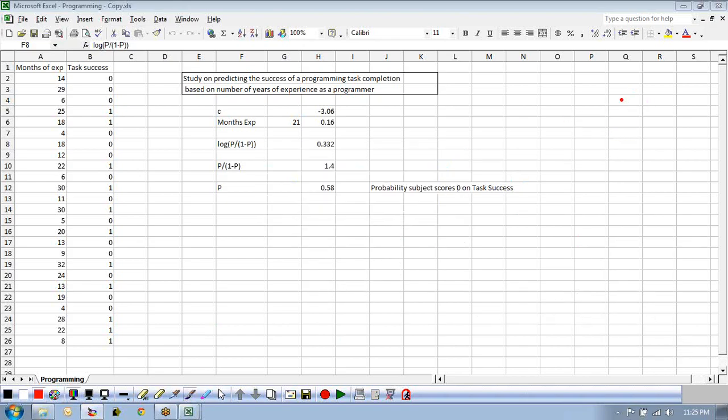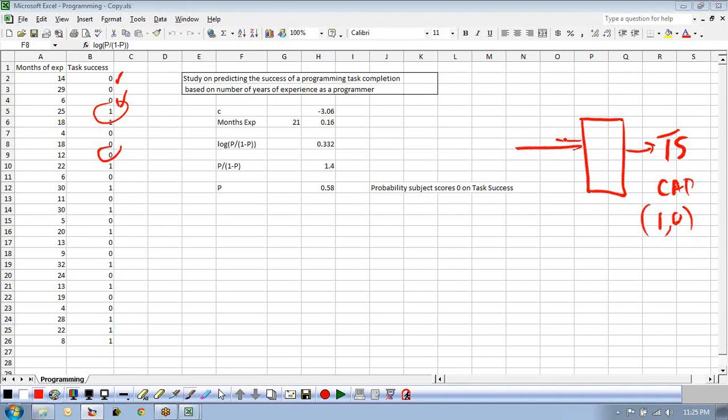Okay, let's take a look at that. On slide 142, my outcome is a success on a programming task. It turns out that that's either a 1 or a 0. You see that? There's the 1 and there's the 0. So it's a binary y. It's a cat, and it's either a 1 or a 0.